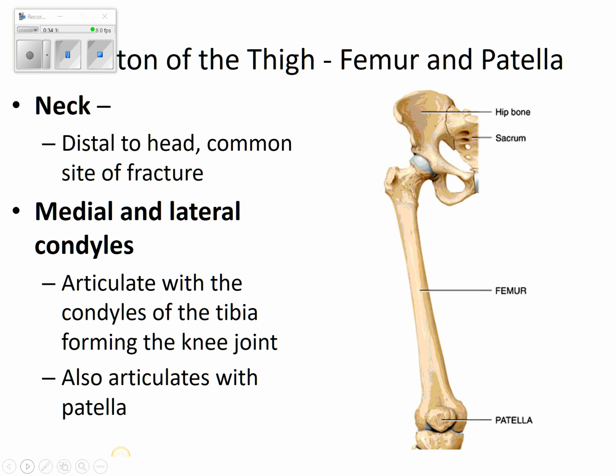Next, you have the neck area here of the femur, and it's distal to the head, the common site of fracture. Usually the neck is where it occurs when you have a broken hip. Not all the time, but most often a broken hip is associated with a fracture in the neck of the femur. Medial and lateral condyles are going to articulate with the condyles of the tibia, forming the knee joint, and also articulate with the patella. And then, of course, you have your medial condyle on this side and your lateral condyle on this side.